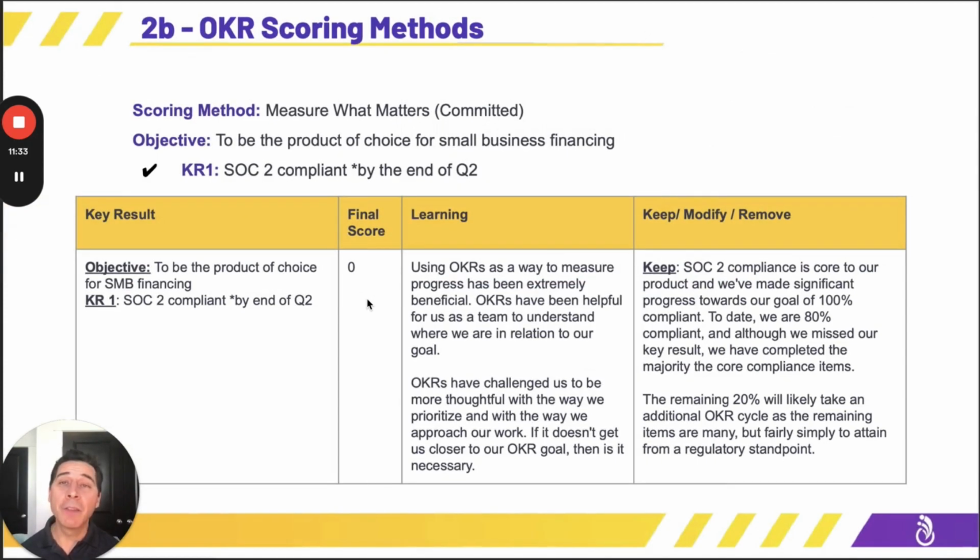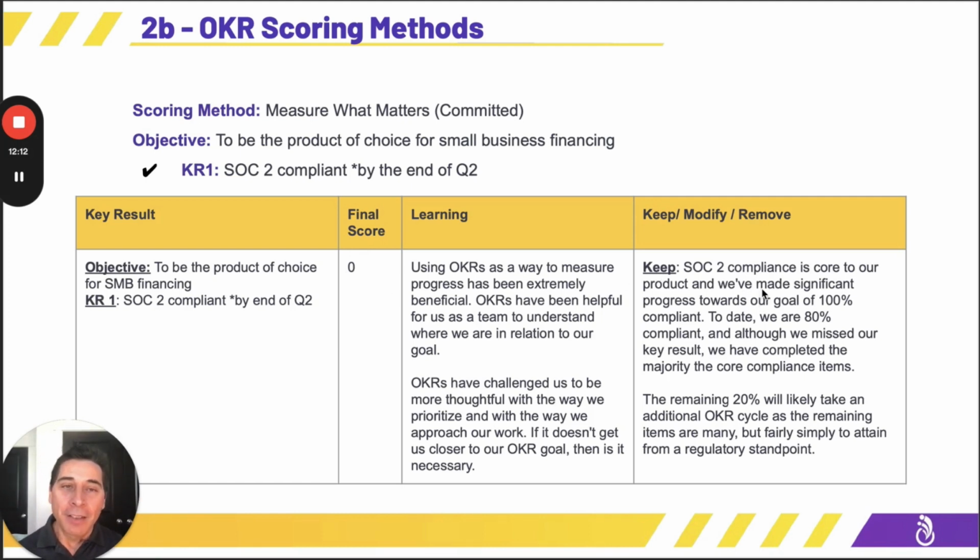Okay, and so here we have the Measure What Matters method of committed scoring OKRs. Okay, so again, same objective, to be the product of choice for small business financing, but here we have a key result of being SOC 2 compliant by end of Q2. And again, by end of Q2, that's really up to you, but it's implied that we will be SOC compliant at the end of this OKR cycle. Okay, so in terms of our end of cycle scoring here with the committed OKRs, we've given ourselves a final score of 0, but why did we give ourselves a final score of 0? Well, let's take a look at that.